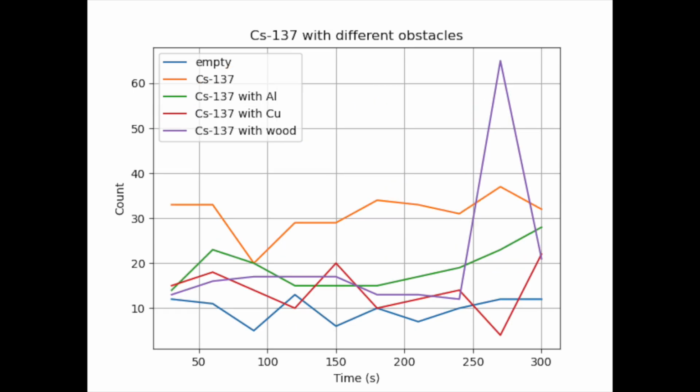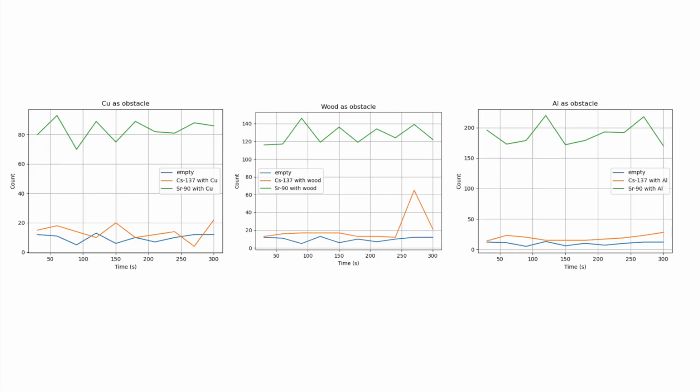In this figure, we can see the count rates for cesium-137 for different obstacles. For cesium-137, we have the highest count rate with no obstacles as expected, and similar to strontium-90, as density increases, count rate decreases as well. But there is a spike with the wood obstacle around 270 seconds, and it's considered an error caused by probably environmental interference or electronic noise.